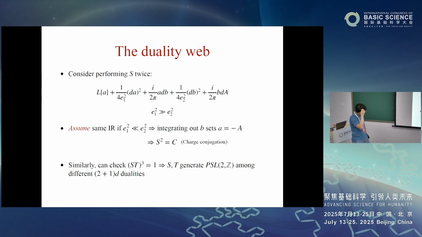Right. So once you make that assumption, you get the conclusion that doing S square is basically doing nothing. Well, okay, there is a charge conjugation because you're going from capital A to minus capital A, but in all these theories, we consider charge conjugation pretty boring, so let's not worry too much about it. So you have S square equal to 1, essentially. And similarly, you can perform a similar series of tricks to check that ST cube equal to 1. So S and T really generate an SL2Z modular group. So these operations on these dualities essentially generate an SL2Z sequence of dualities.